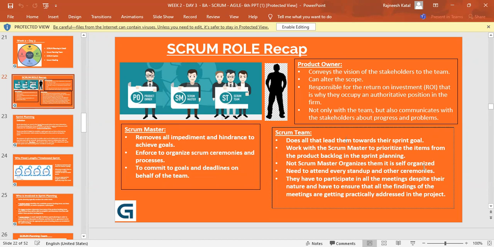Let me know, what do you understand by the word product backlog? Any thoughts? Just in simple words. These are very important keywords, so if you're writing it down, please mention product backlog and sprint planning.